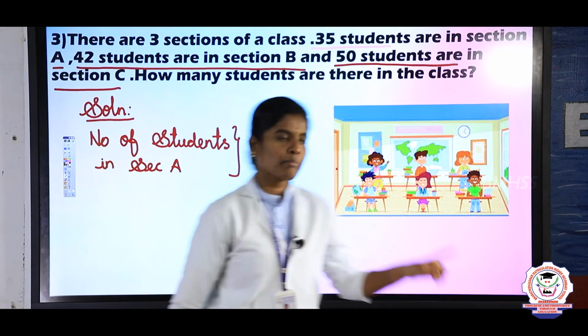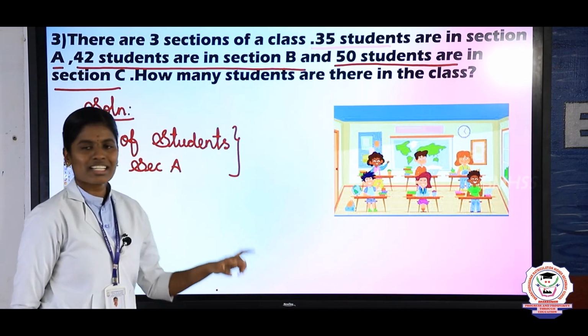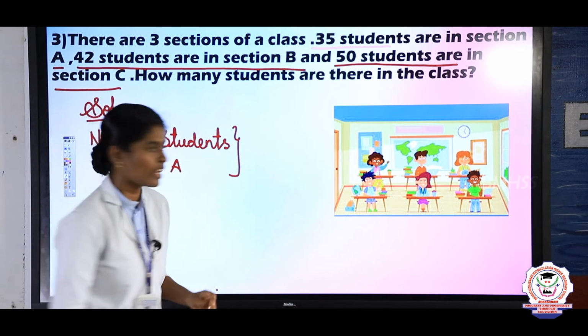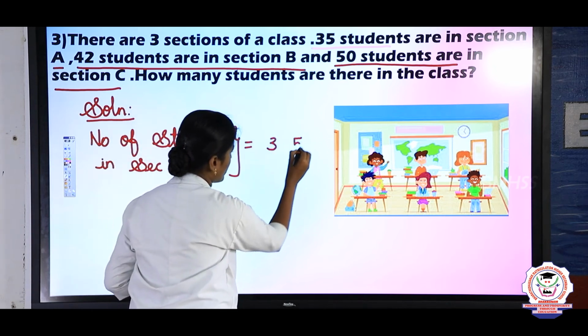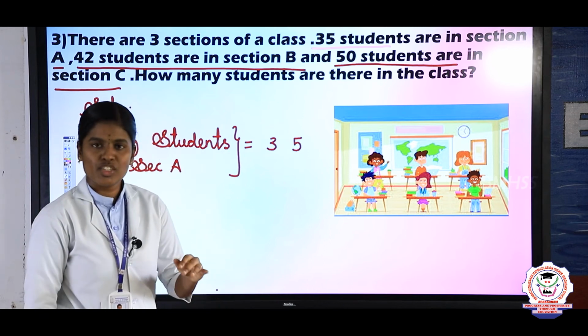So the first one is number of students in section A. In section A we have 35 students. So write here 35.